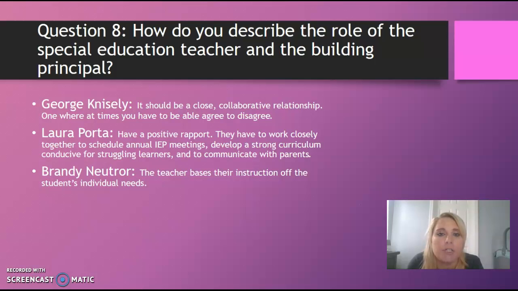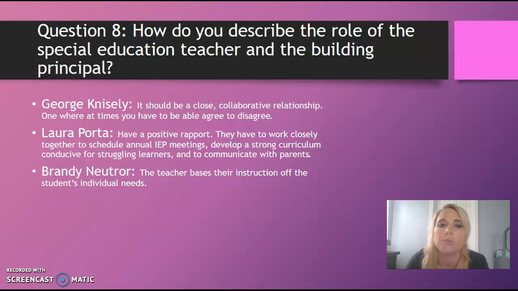Laura Porter, she just mentioned having, again, that positive rapport, making sure that you're working closely to meet the goals and needs of the students. This goes back to the students' IEPs and making sure that they are being met, and all the mandated requirements are being met as well.